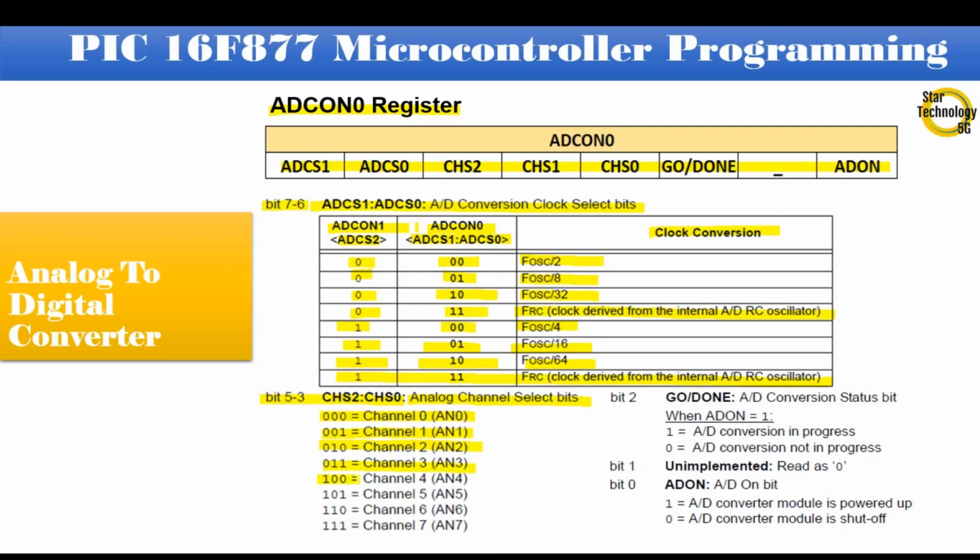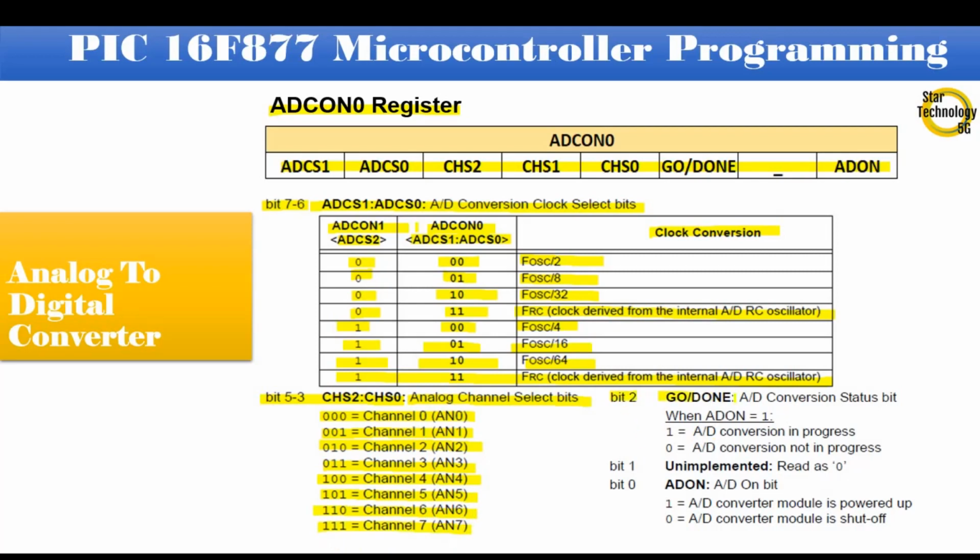1, 0, 0 equals channel 4, AN4. 1, 0, 1 equals channel 5, AN5. 1, 1, 0 equals channel 6, AN6. 1, 1, 1 equals channel 7, AN7.